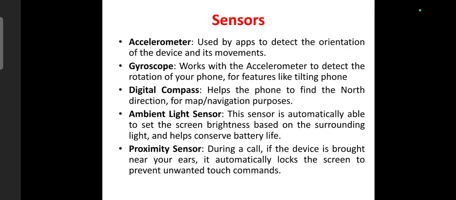Smartphones contain a variety of sensors. The accelerometer detects motion and orientation. The gyroscope measures rotational movement. The digital compass identifies geographical direction. The ambient light sensor adjusts display brightness automatically. The proximity sensor disables the touchscreen during calls when the phone is close to the user's ear. These sensors enable intelligent operation, enhanced usability, and context-aware applications.